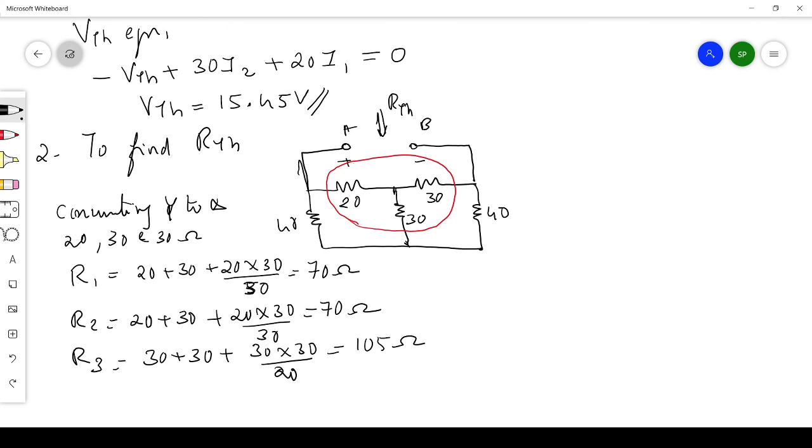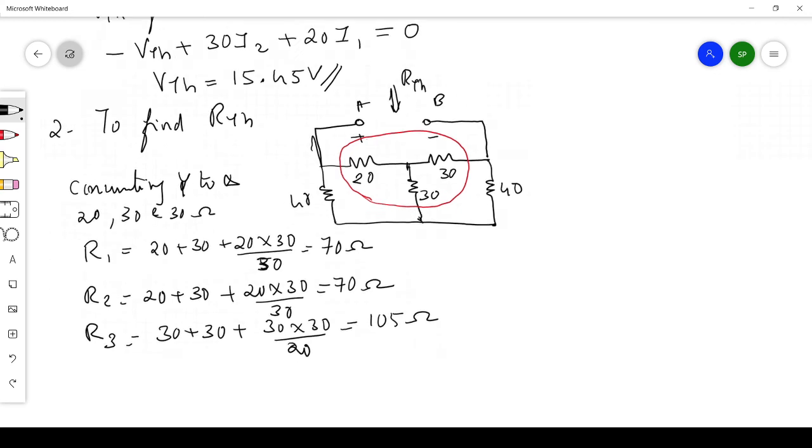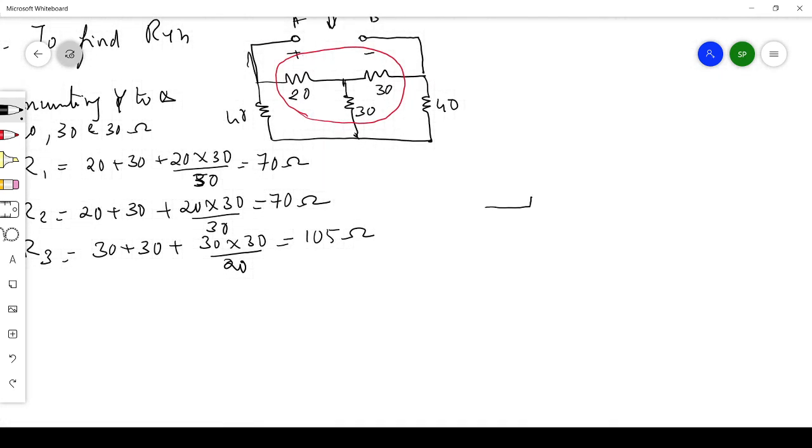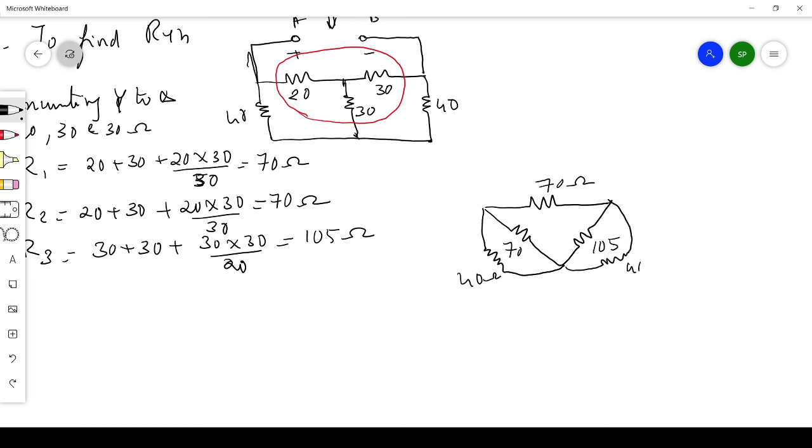So the star we are going to replace with a delta network. Let me draw the delta network here. This one is 70 ohms, this is 70 and this is 105. Now we have that 40 ohm also connected. Let me draw like this, 40 ohm, and here again that 40 ohm.